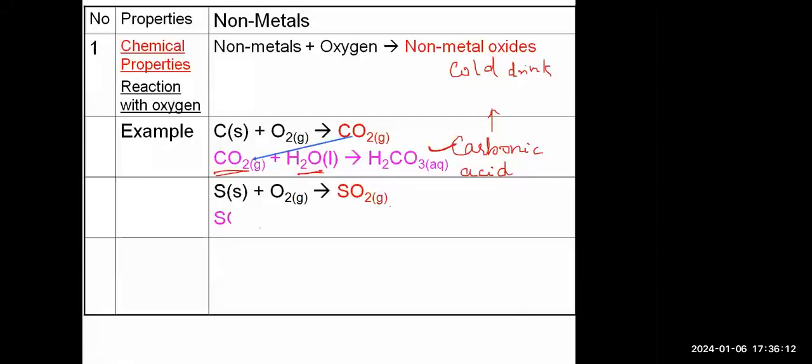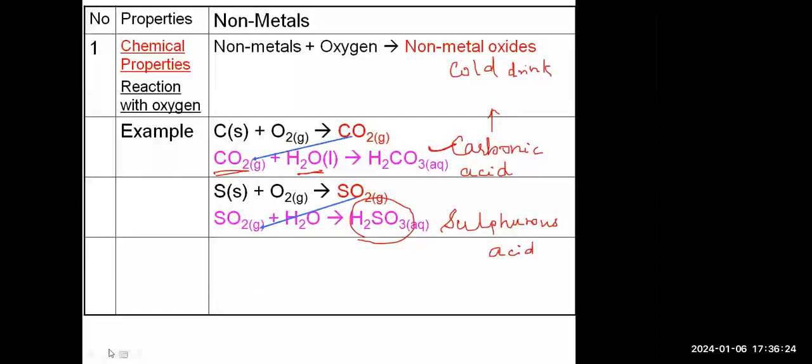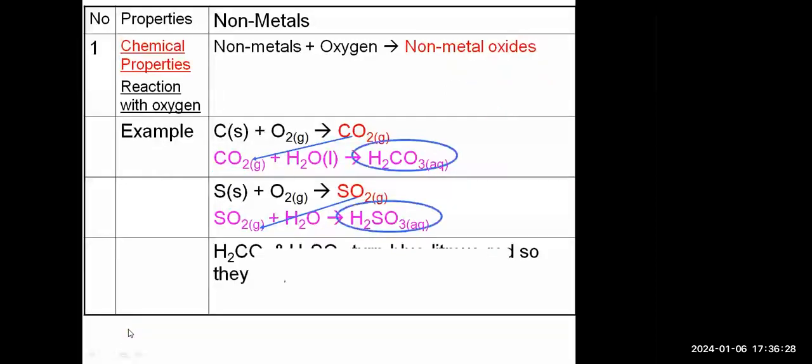Second is, if you put sulfur dioxide in water, you get H2SO3. This is sulfurous acid. So these two examples make it clear that non-metallic oxides are acidic in nature. They will also convert blue litmus red, so that this makes very sure that they are acidic in nature, right?